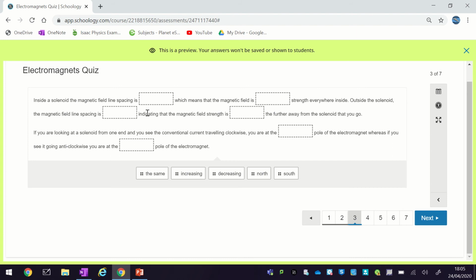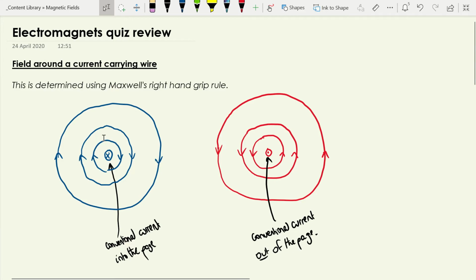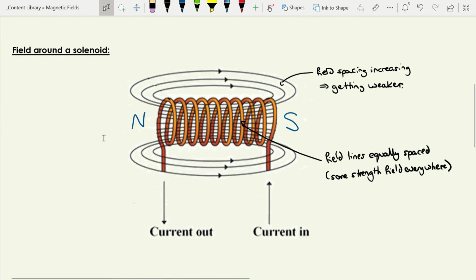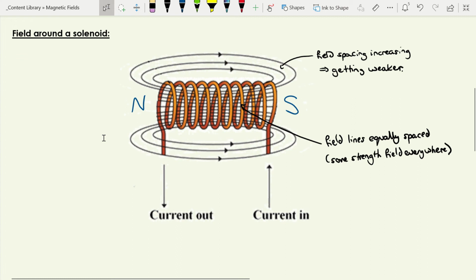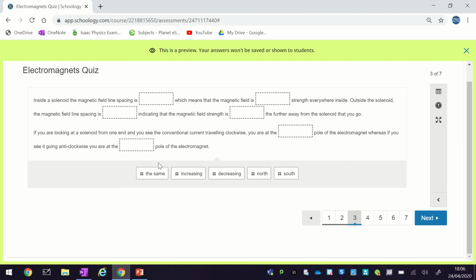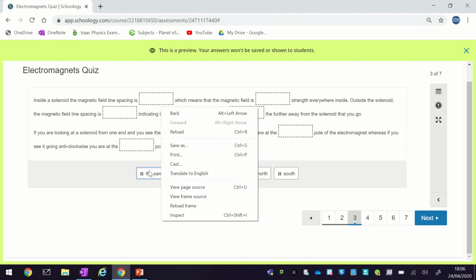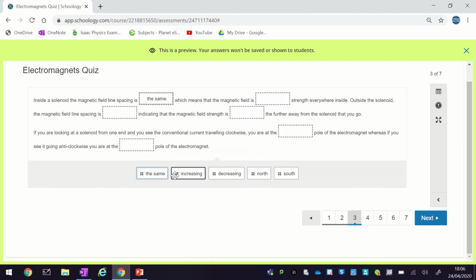Now we're looking at describing the field inside a solenoid, so let's do that. This is what our field looks like. You can see inside this solenoid we've got lots of equally spaced field lines, and equally spaced field lines means the field is the same strength everywhere. The field line spacing is the same, which means the magnetic field is the same strength everywhere inside.